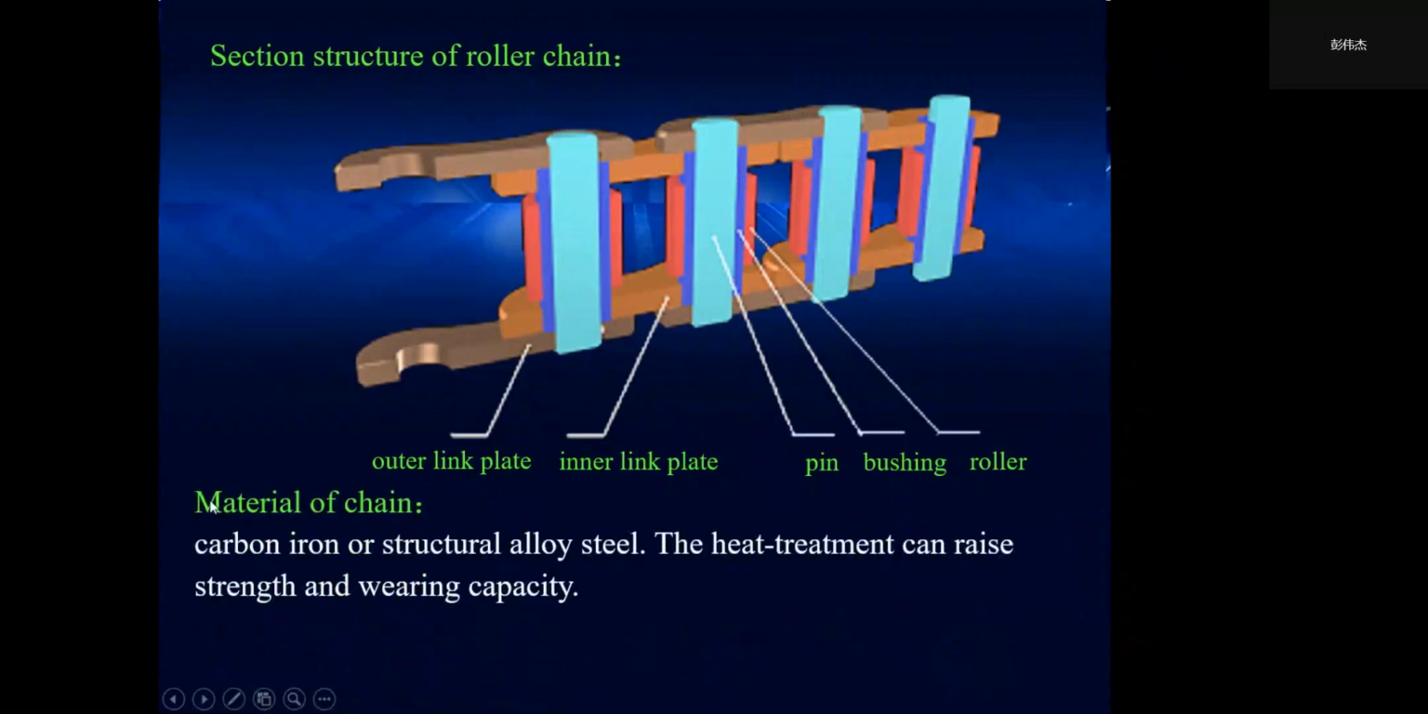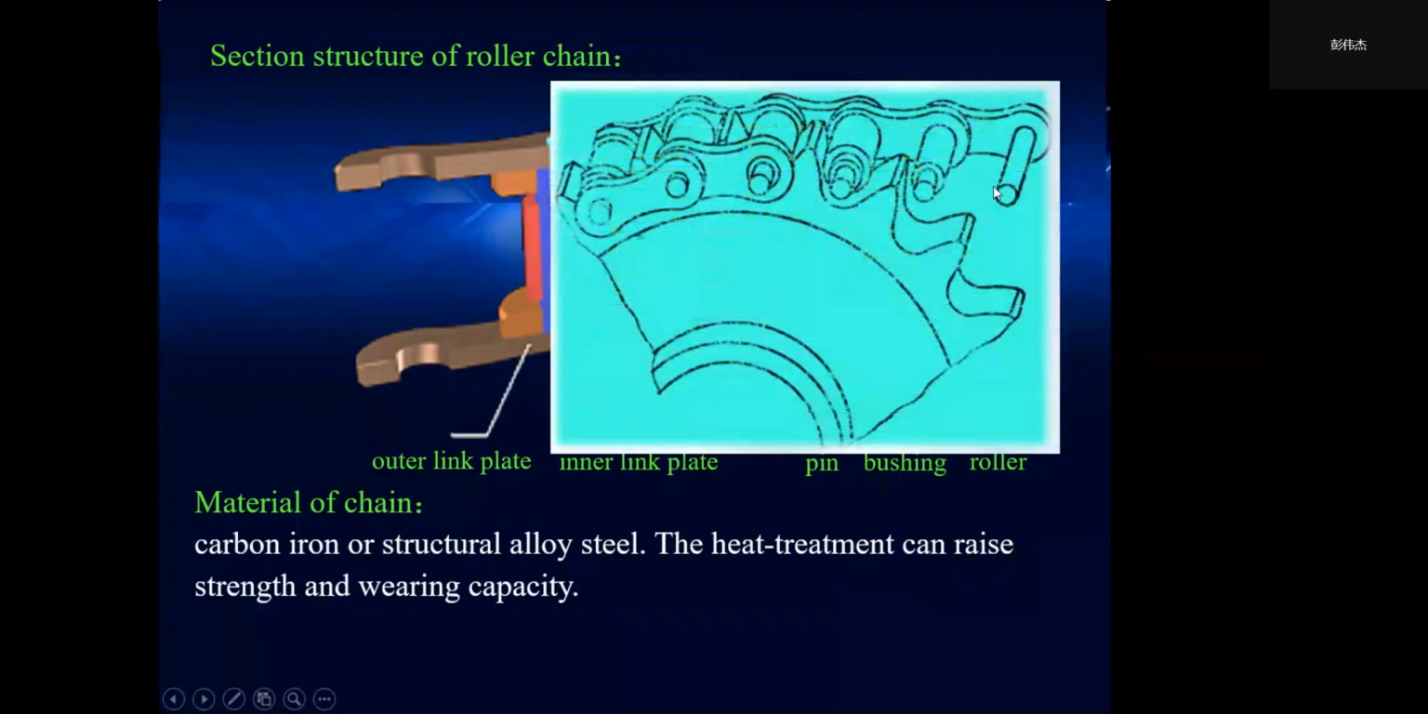And for the materials, the chain materials, you can choose carbon iron or structural alloy steel. And the heat treatment can be used to raise strength and wearing capacity. This is the roller, the bushing, and the pin, the bushing, the roller, the inner link plate, and the outer link plate.